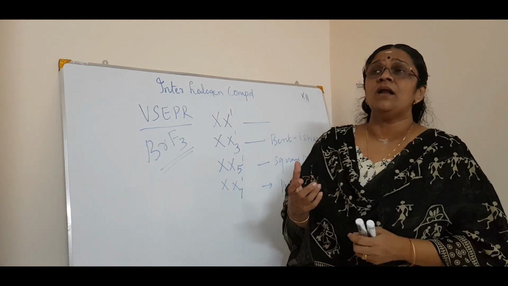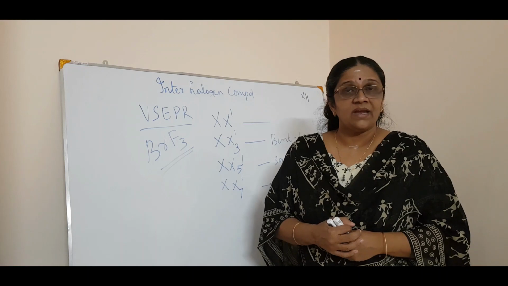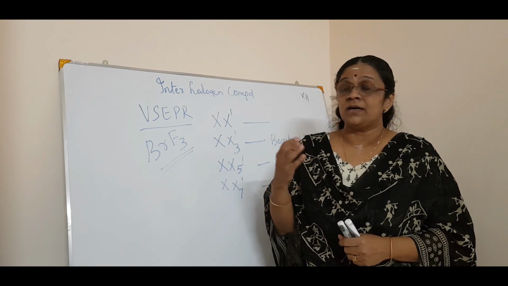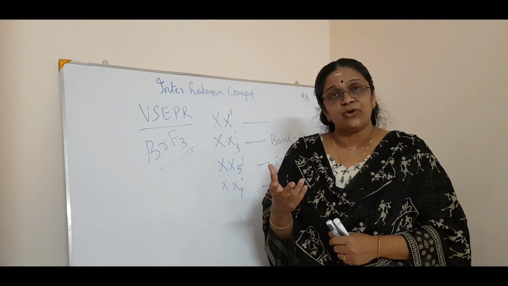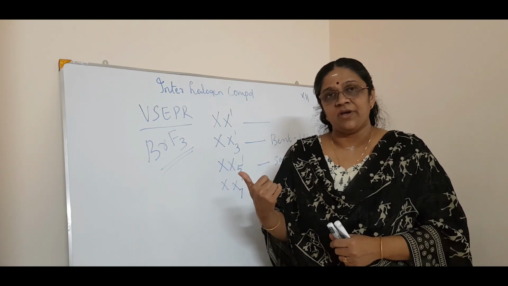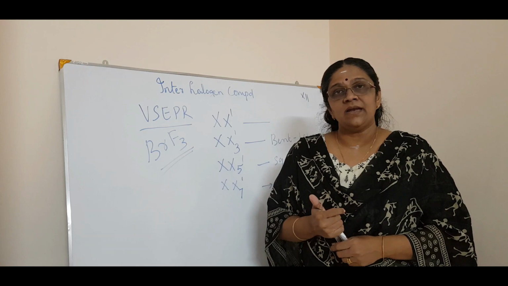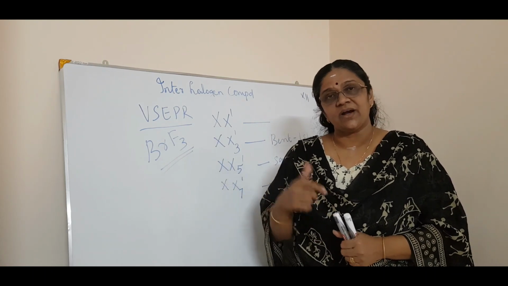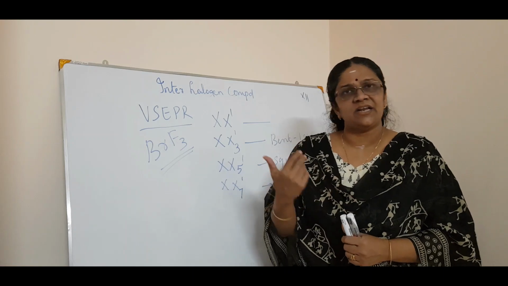So now you know what interhalogen compounds are. The main points are: it is highly reactive, it is diamagnetic, it is normally solid and liquid, but the only exception is ClF being a gas. Then very well hydrolyzed, isn't it? Very well hydrolyzed. Then highly reactive, as I told you.